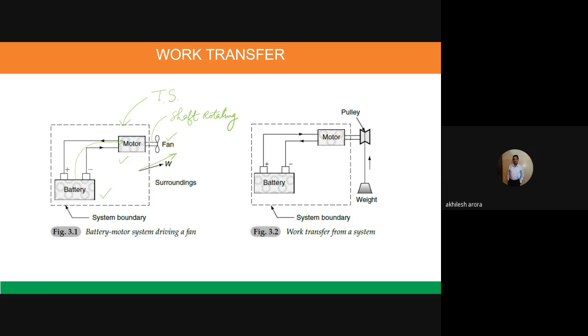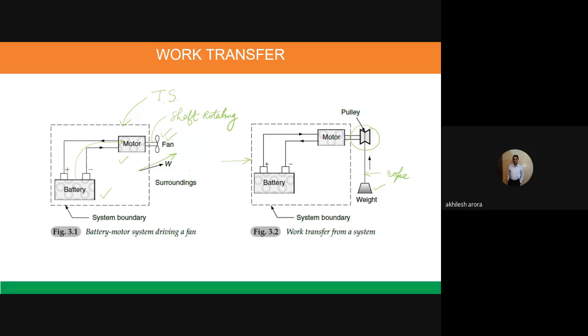All right. And now we would like to see, can I change this system to such a system where this system is capable of raising some weight? So let us see the right hand side. Once again the same system is shown, and instead of the fan which was available here, now we are using a pulley, and a rope is wound on the pulley, and a weight is hanging with this rope. This is the rope here.